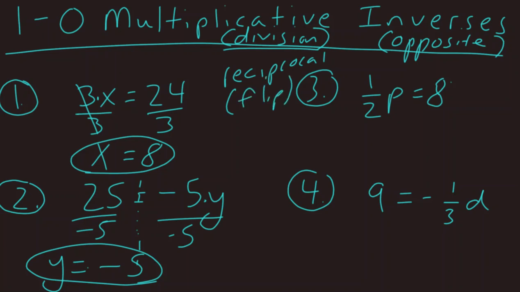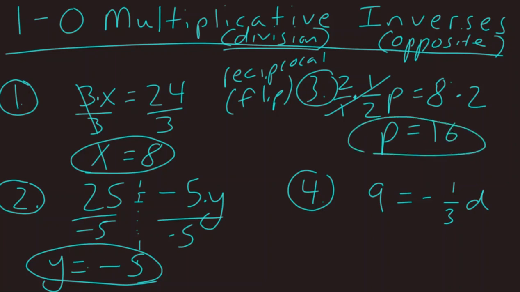So if I take 1 over 2 and I flip it, well, I'm just simply multiplying by 2 over 1. And what is 2 over 1 really? Well, that's the same as just multiplying by 2. Those reduce away, and I have p equals 8 times 2, which is 16.